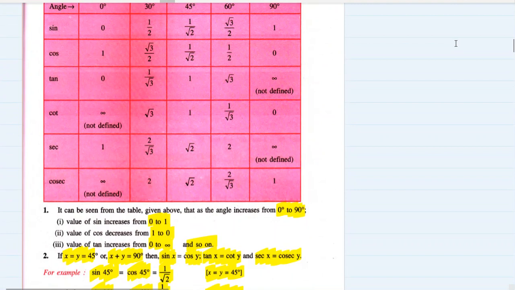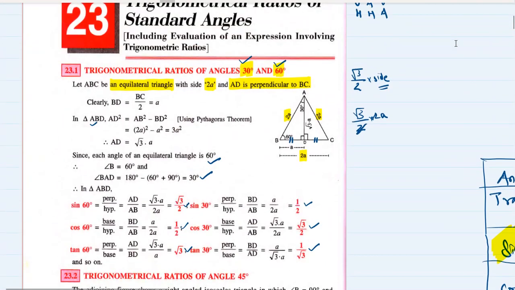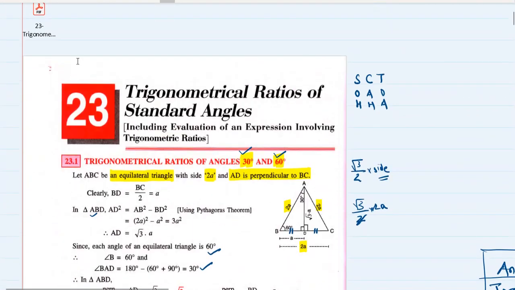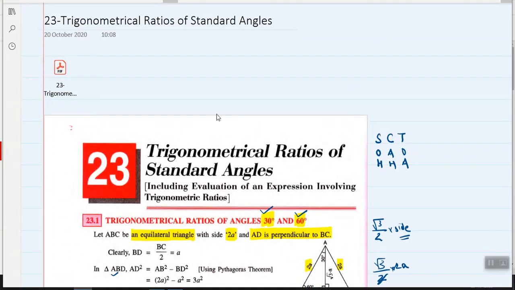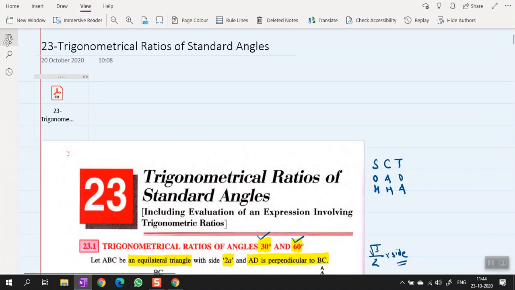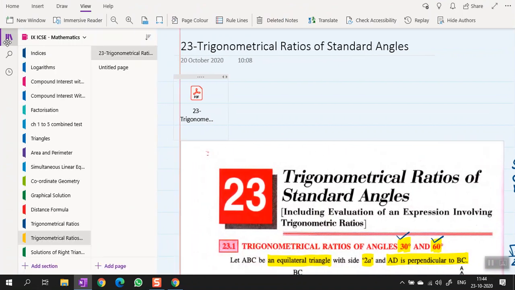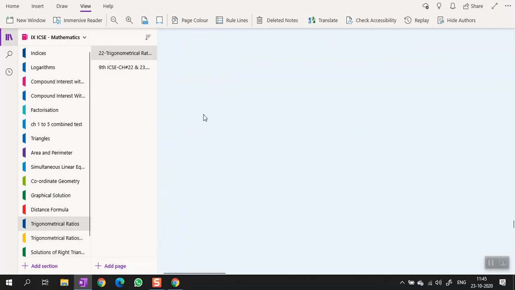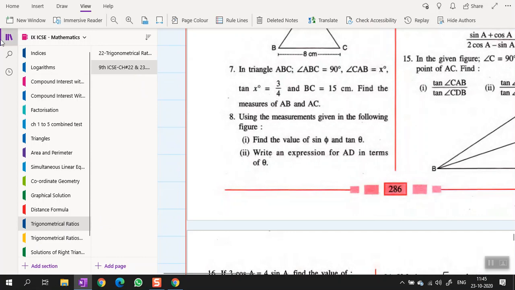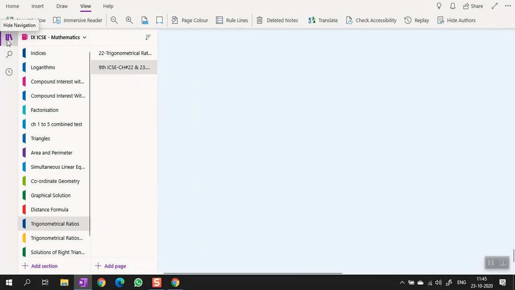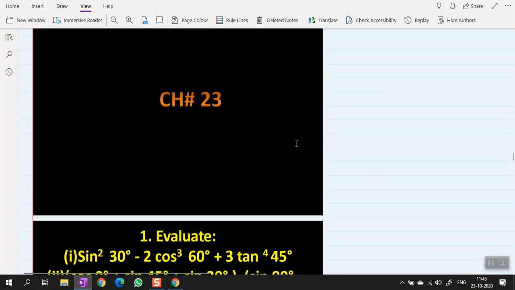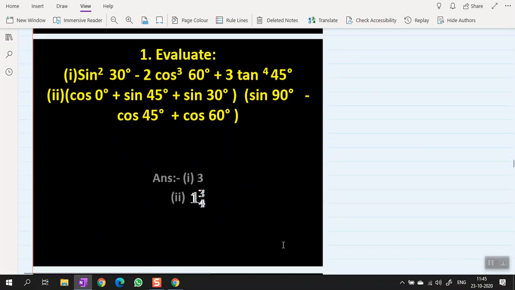So now we have taken the introduction to this chapter, we have drawn the table, we know what this chapter is all about. So I think we are ready to start with the solved examples of this chapter. Let's begin. Okay, let's begin with the first question.